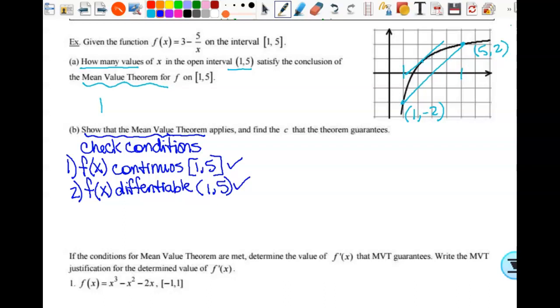So what I want to show is that f prime of c, so it says find the value of c, right? f prime of c is going to be equal to f of 5 minus f of 1 over 5 minus 1.